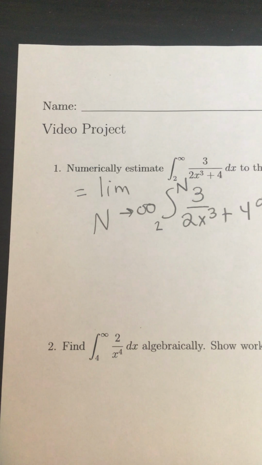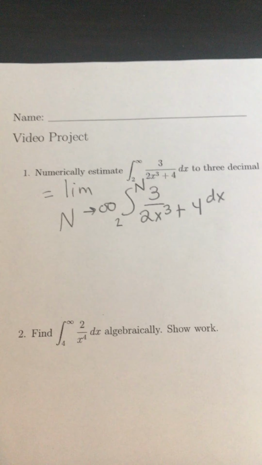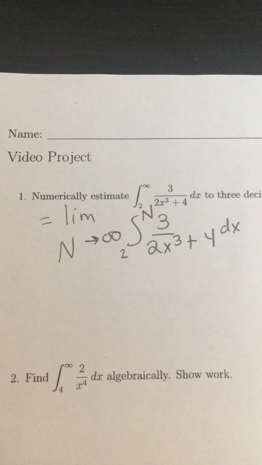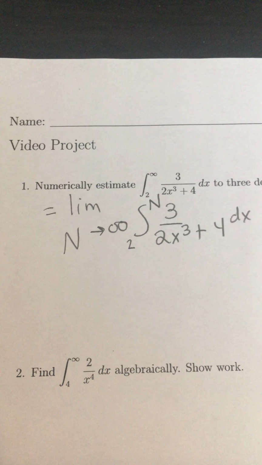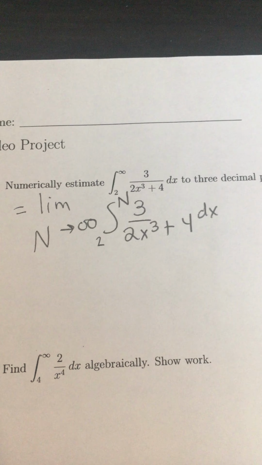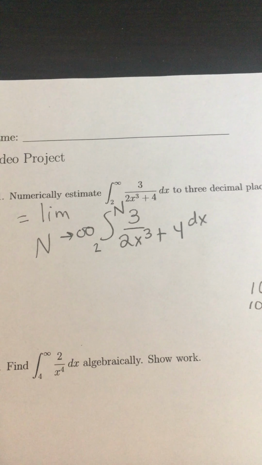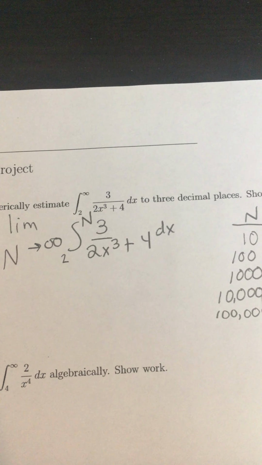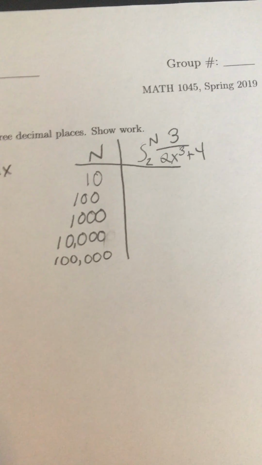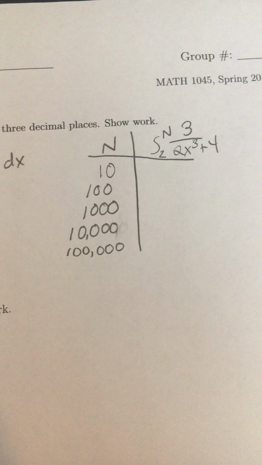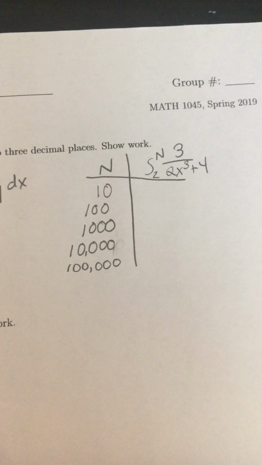Alright, so start with number one today. We first have to rewrite the equation into a limit. So we write limit as n goes to infinity, and then we start at upper n, and then go to lower 2, and then we rewrite the equation, and then we can create a table going by tens right here, with n on one side and 2 to the n on the other.